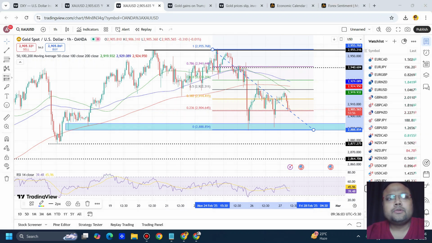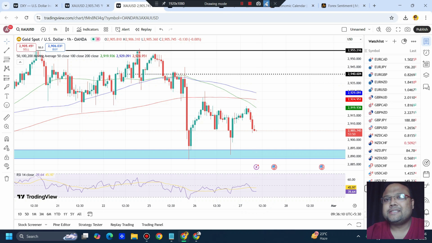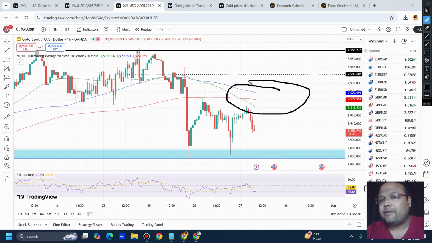And one more thing you can do is add the 100 moving average on your chart. So if the market goes up, you can also look for a sell position around the 100 moving average. After hitting the 100 moving average, if you see the market coming down, you can look for a sell position there as well.